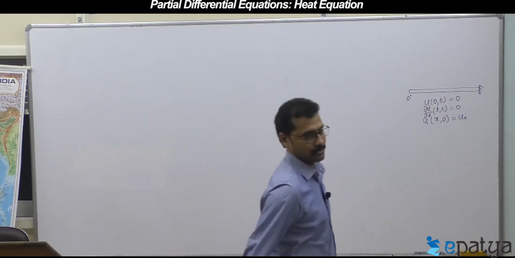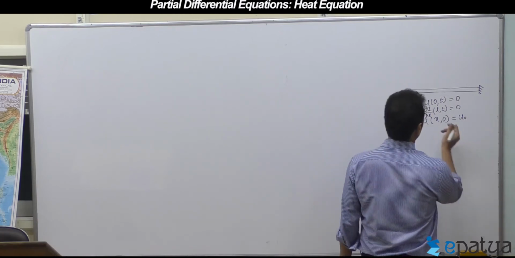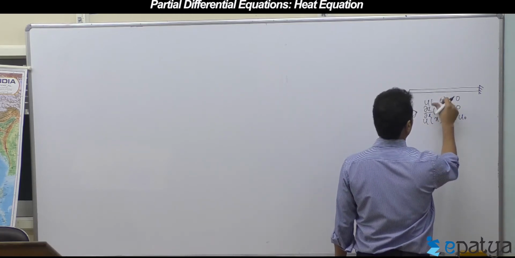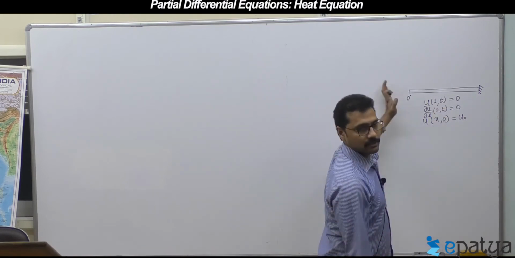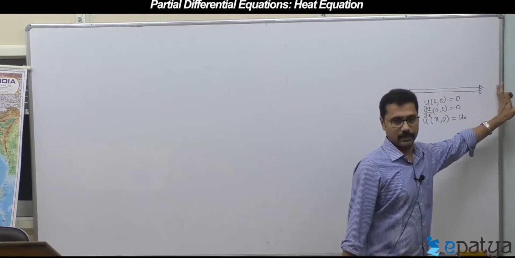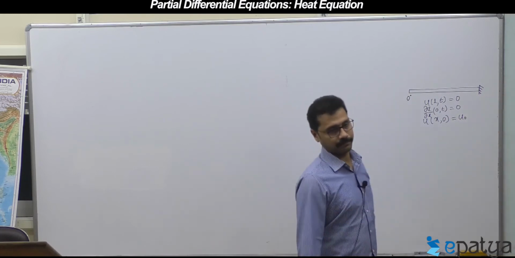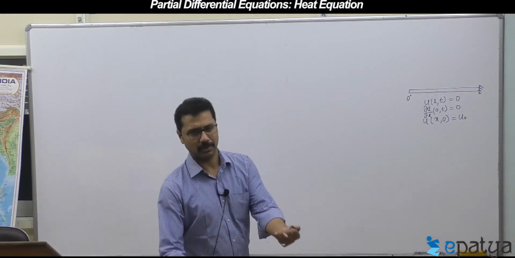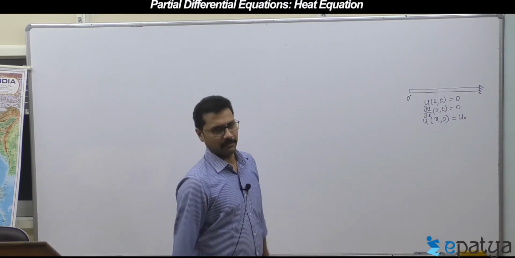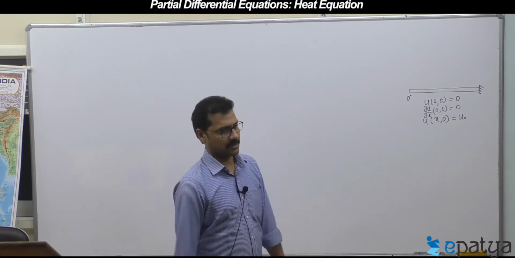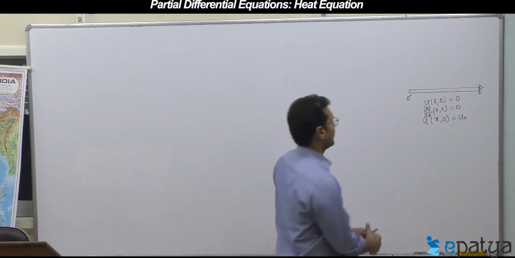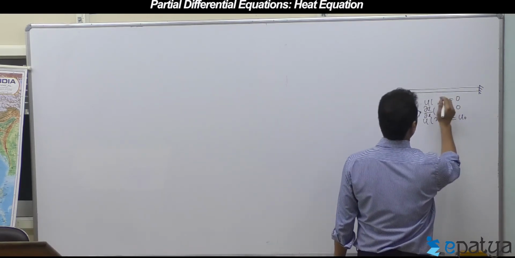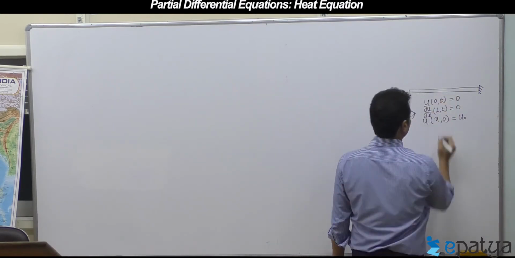You can also do it the other way round. This is L, this is 0. That means this end is insulated and the other end is maintained at 0. You can also do that. Two answers will be there; in one you put L minus x and you get the answer. Anything you can do.